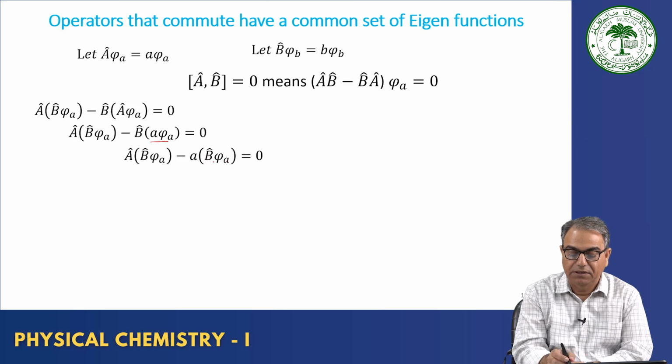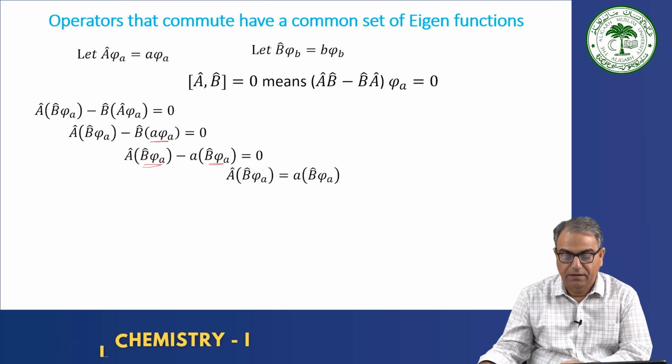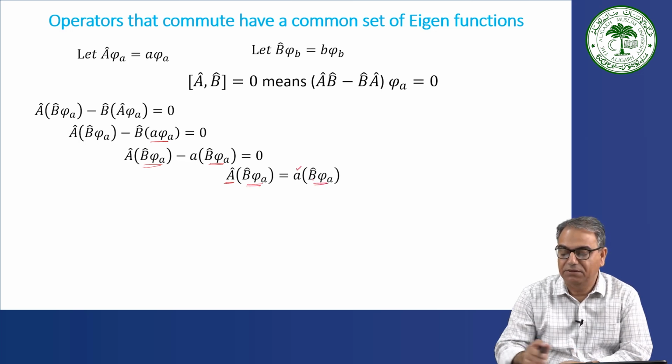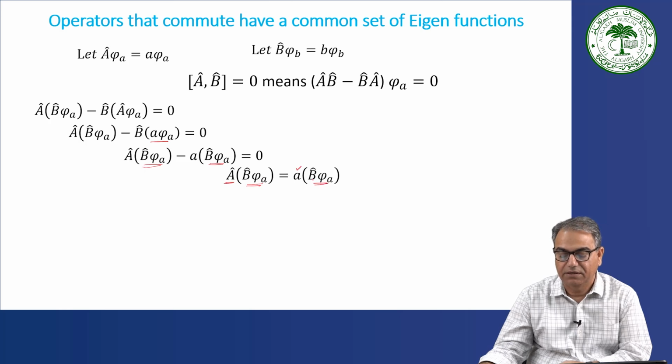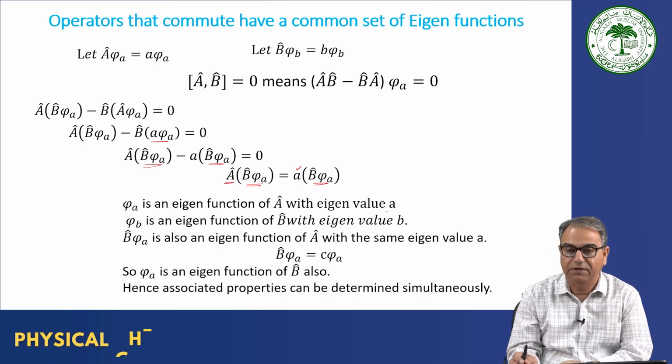Now you see, here you have B phi A and here also you have B phi A. So A operating on B phi A gives small a into B phi A. It means when you operate with the operator A on B phi A, you get an eigenvalue a along with the eigenfunction B phi A back. So phi A is an eigenfunction of A with eigenvalue a.